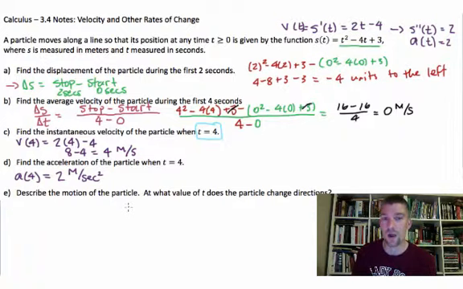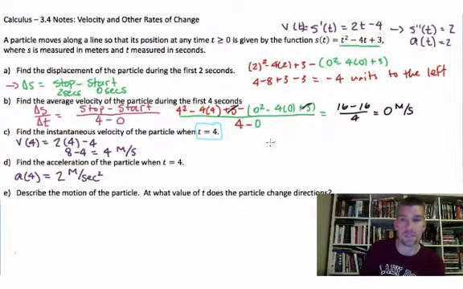Okay. Describe the motion of the particle. At what value of t does the particle change directions? So now this is kind of a tricky little deal. What's going on? Think about your instantaneous velocity. Well, let's sketch a rough graph of this. And basically what we have, and this is not going to be 100% exact, okay? This is a rough sketch for informational and educational purposes only. We're going to have something that looks like this.